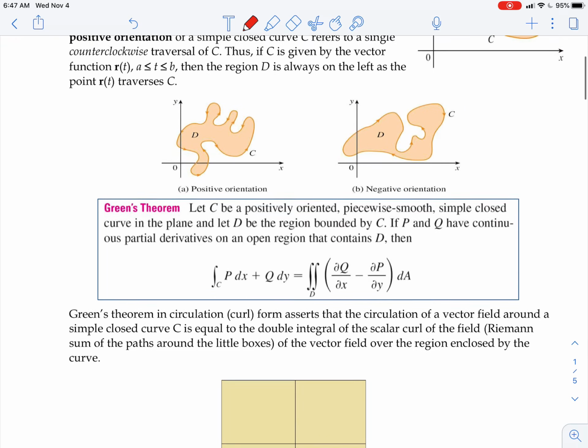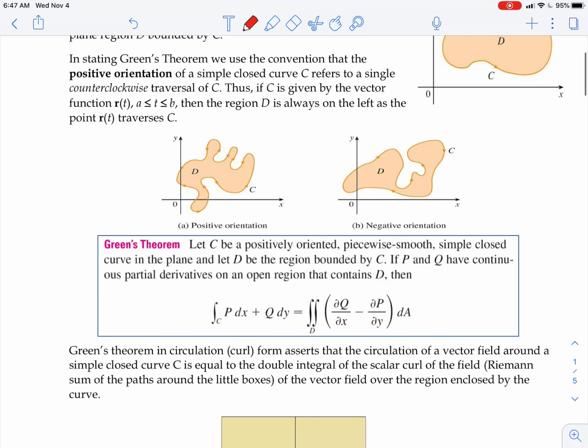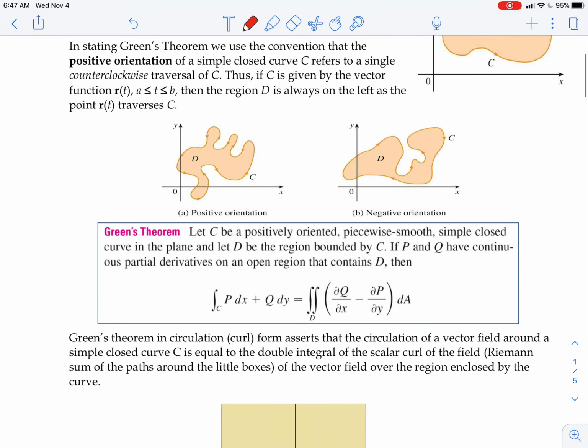So Green's theorem: let C be a positively oriented piecewise smooth simple closed curve in the plane, and let D be the region bounded by C. If P and Q have continuous partial derivatives in an open region that contains D, then the integral of P dx plus Q dy is equal to the double integral of the partial derivative of Q with respect to x minus the partial derivative of P with respect to y dA.